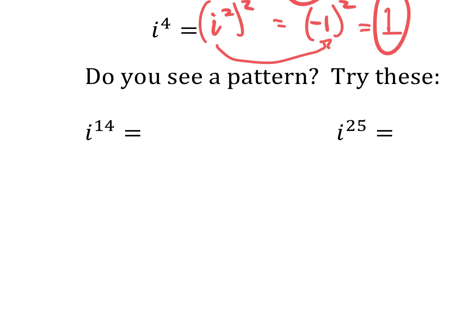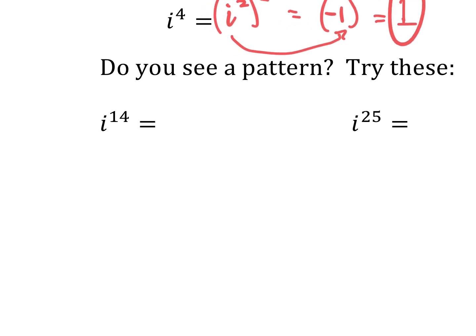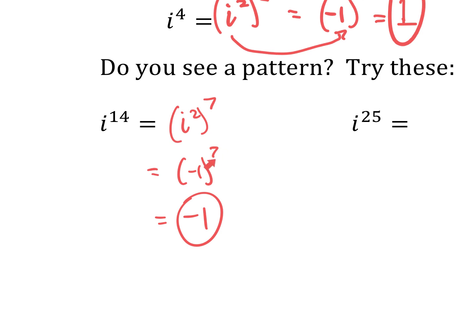Okay? So for example, how many i to the second powers is this? i to the 14th. Well, this is i to the second to the 7th. And we know i to the second is negative 1. And negative 1 to the 7th power, that's 7 negative 1s multiplied together. Since it's an odd number of negative 1s, it's going to be negative 1. If we have an even number of negative 1s, they would all come out to be positive 1. Okay?